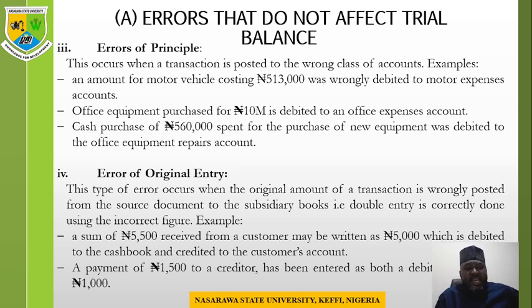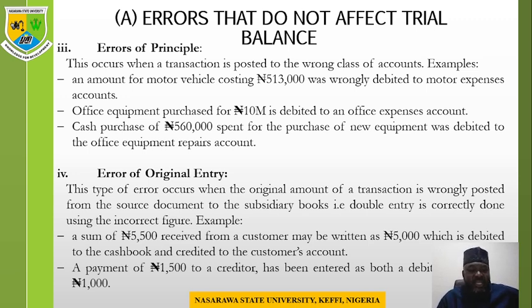The next category of error is error of original entry. They said these kinds of error normally occur when the original amount of a transaction is wrongly posted from the source document to subsidiary books, meaning double entry is correctly done using the incorrect figure from the source, from the origin. The error has been made, and subsequent entries in compliance with double entry were made with the wrong figure.